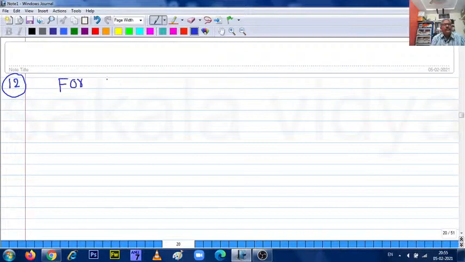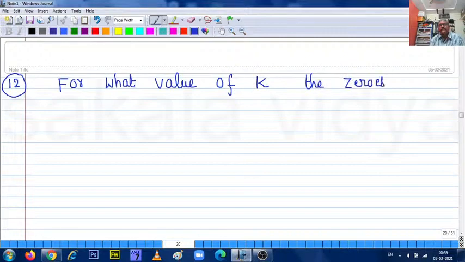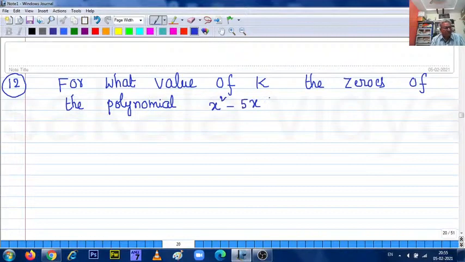For what value of k are the zeros of the polynomial x square minus 5x plus k differ by 1?